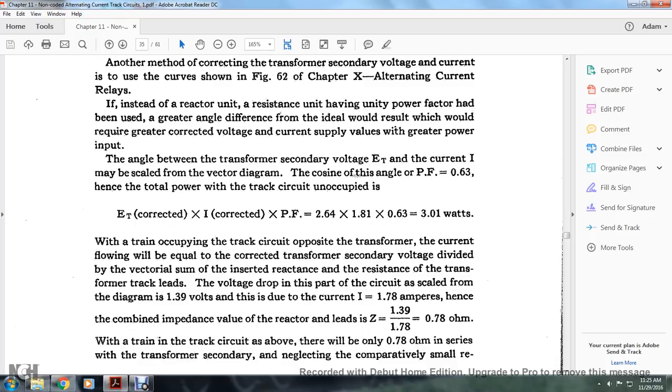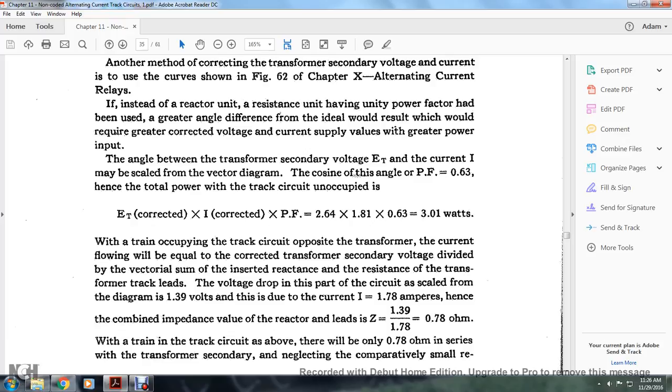When a train occupies the track circuit, the current flowing is equal to the corrected transformer secondary voltage divided by the vector sum of the inserted resistance and the resistance of the transformer track leads. The voltage drop of the parts of the circuit is scaled in the diagram as 1.39 volts, due to the current I of 1.78 amperes, and hence the combined impedance value of the reactor and leads is Z equals 1.39 over 1.78, which is equal to 0.78 ohms.